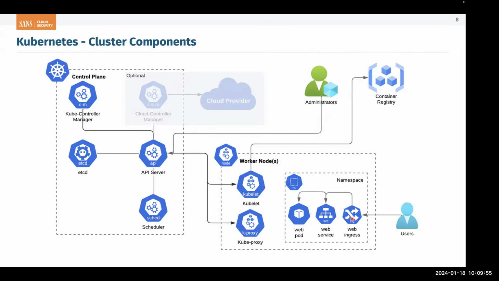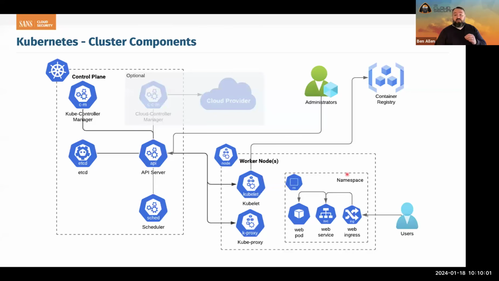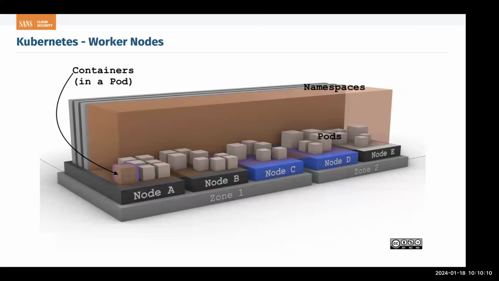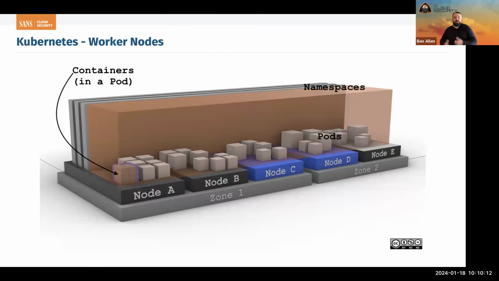One thing that I don't like about this drawing, particularly, leads to tiny confusion, at least in my mind. The namespace does not live within a node. Namespaces span worker nodes. I'm more of a visual person, so I had a drawing made.